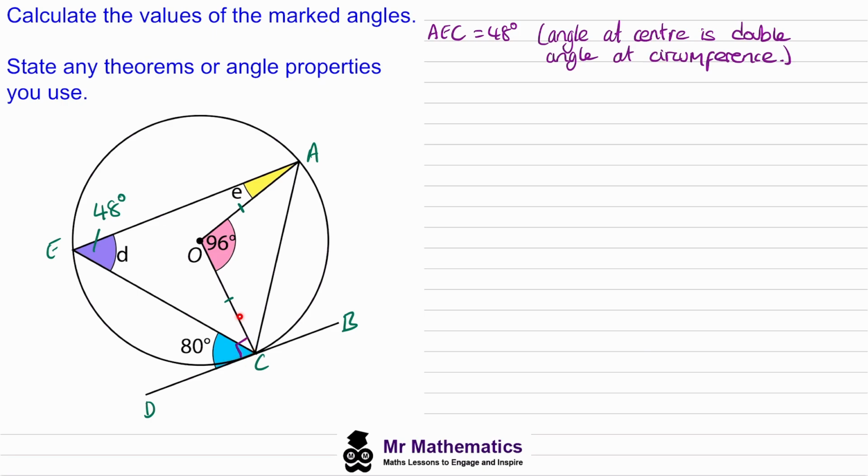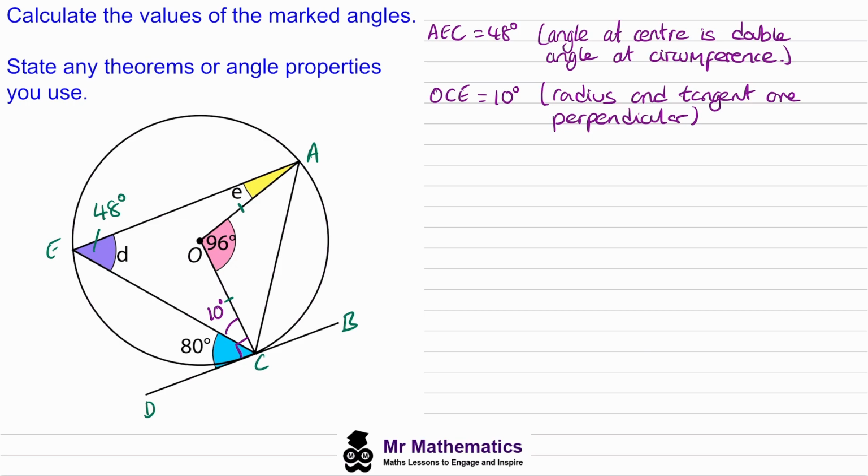So if this is 90 degrees, then we can work out this angle as the difference between 90 and 80. So this will be 10 degrees. So what we'll say is that O to C to E is equal to 10 degrees because a radius and a tangent are perpendicular.